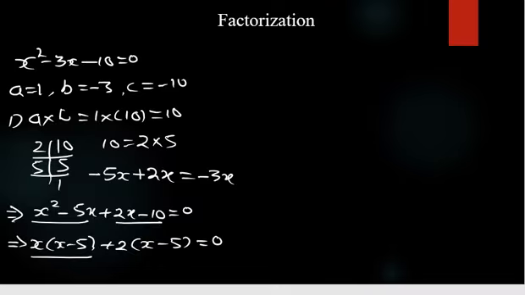Now from both of the equations, we can take x minus 5 as common. So inside we will get x plus 2 is equal to 0.